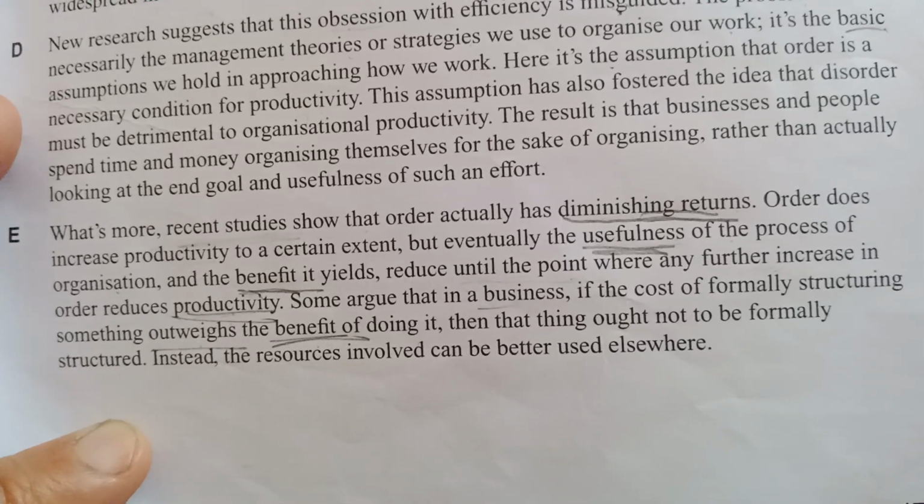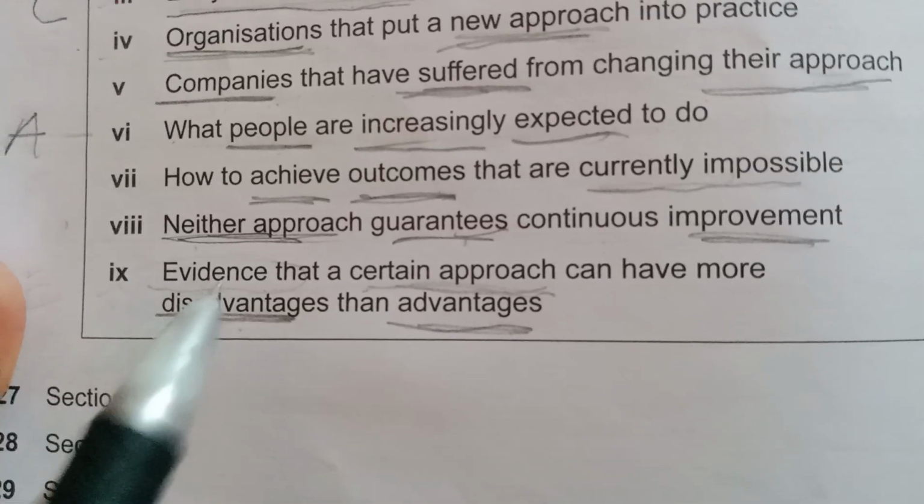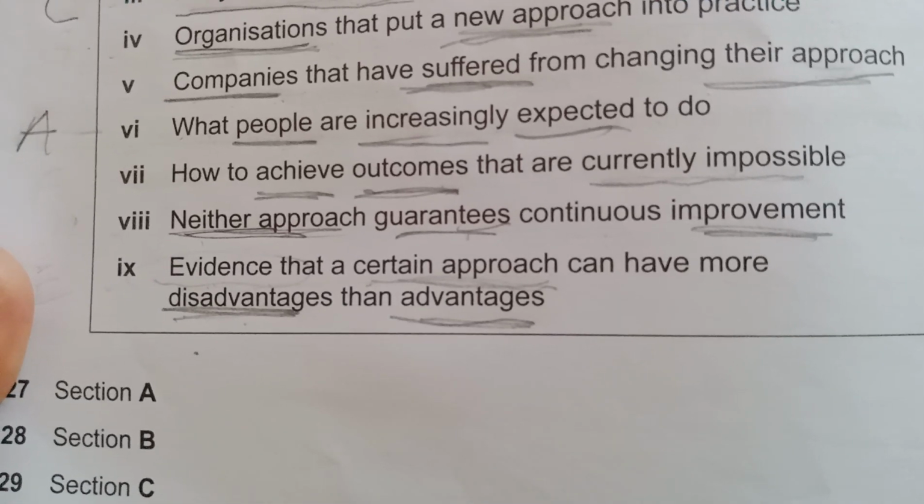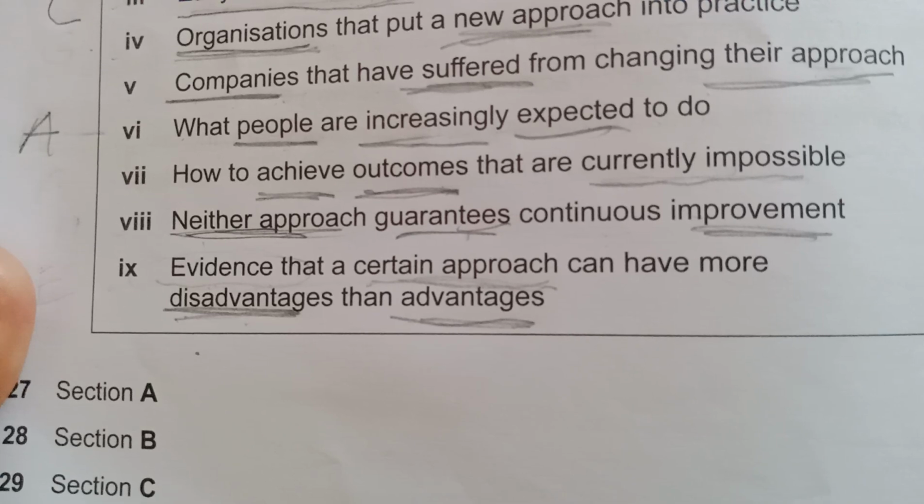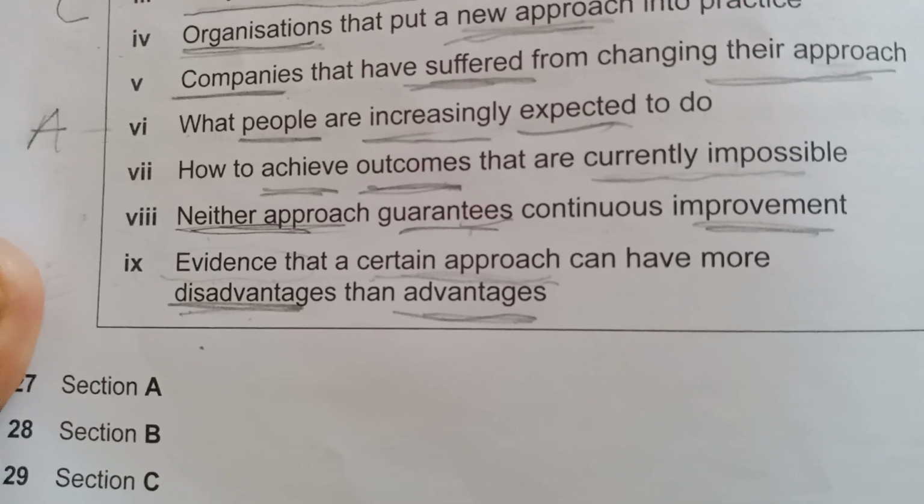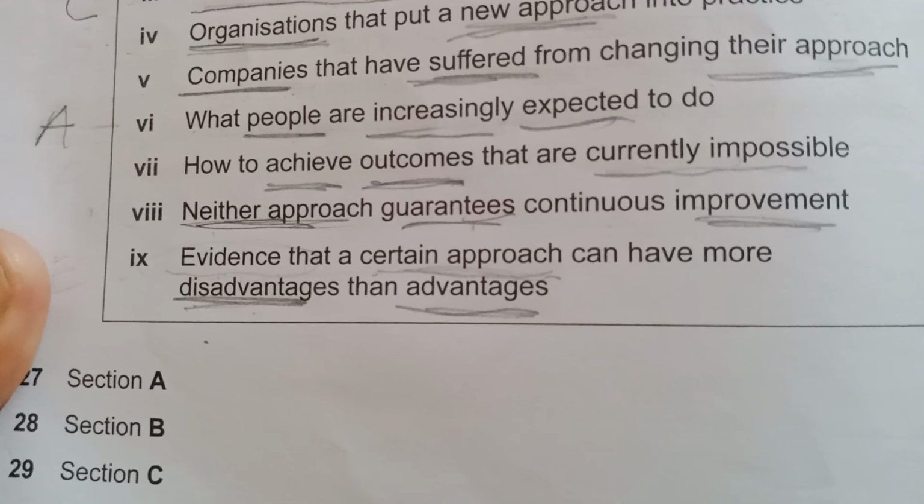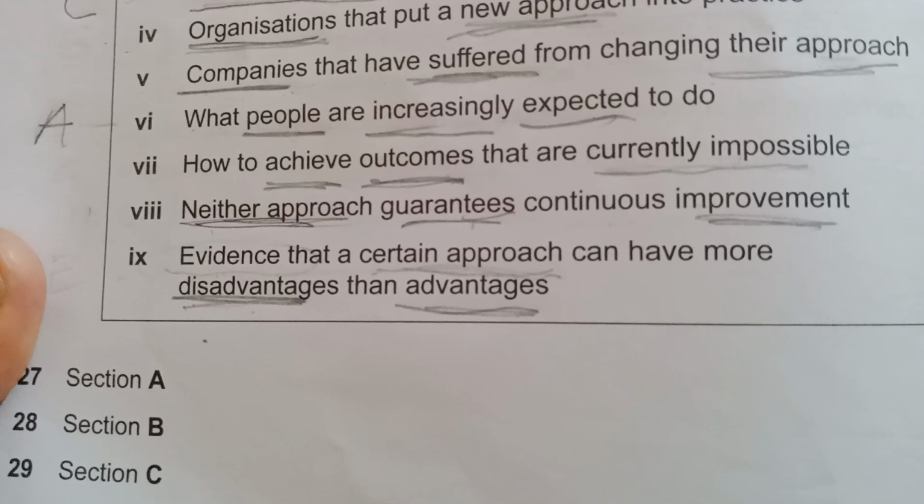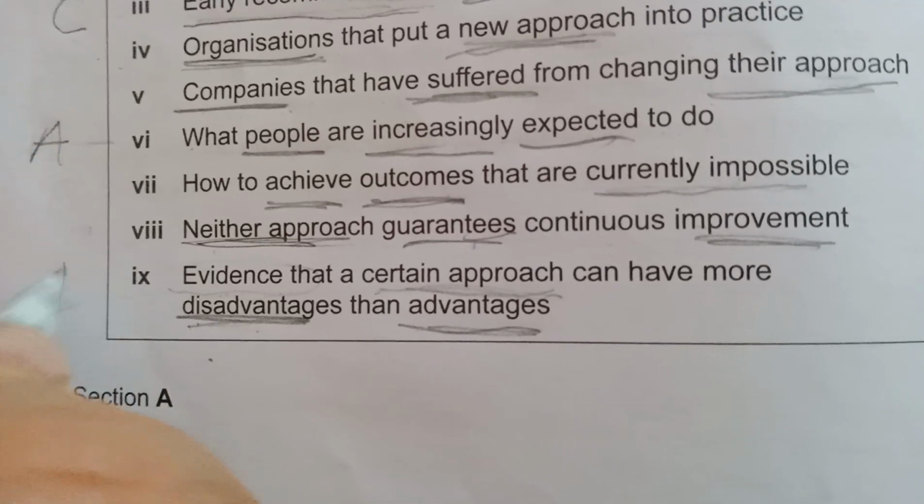So we can make a quick guess now. That is the last statement: evidence that a certain approach can have more disadvantages than advantages. So here we have accurately found some synonyms like advantage, disadvantage, usefulness. So I didn't read the paragraph, and we can directly write this as the answer for paragraph E.